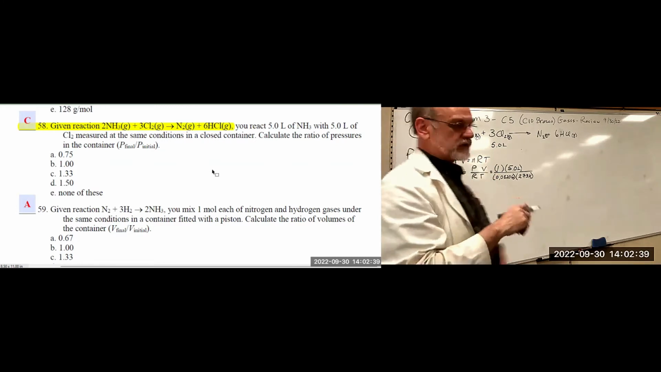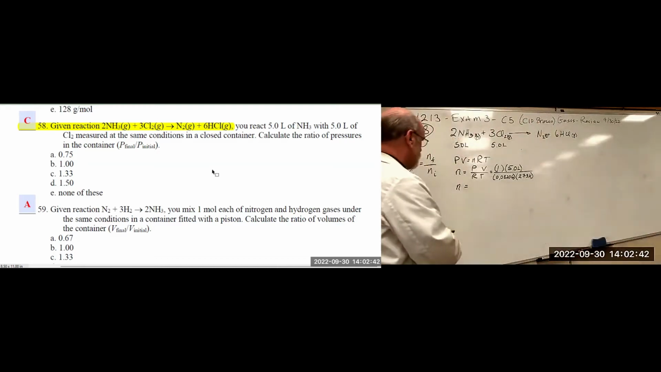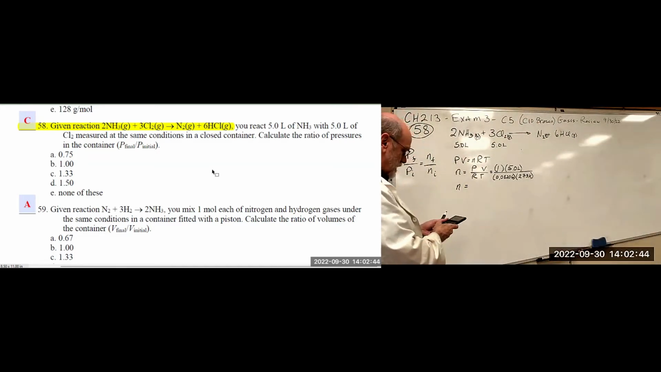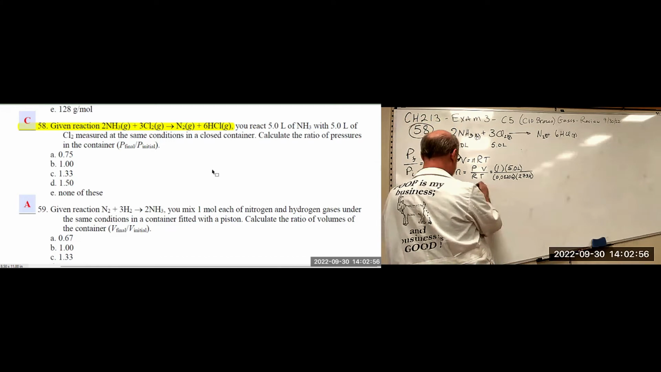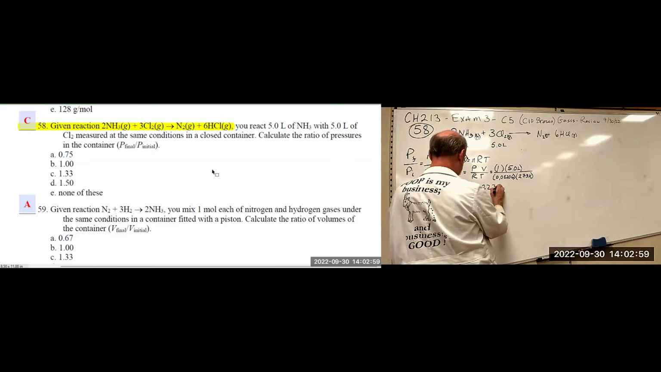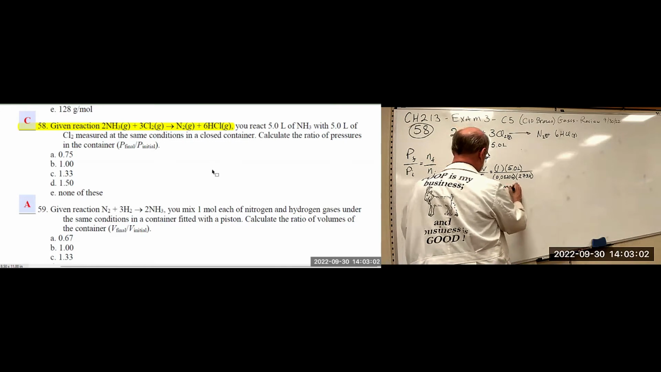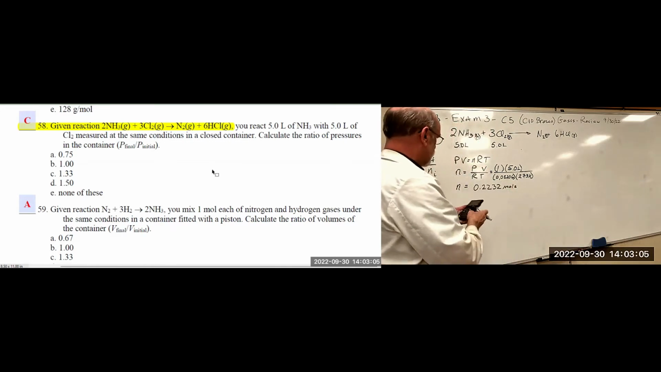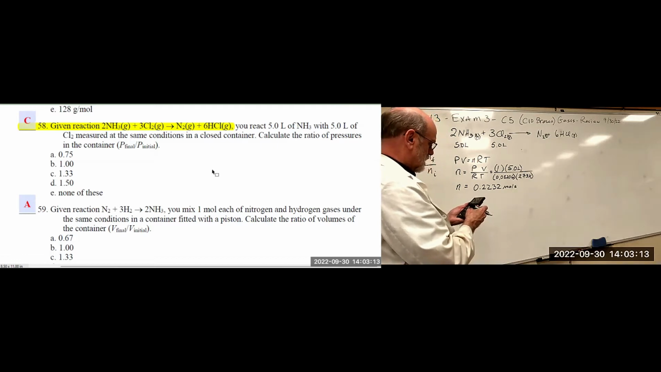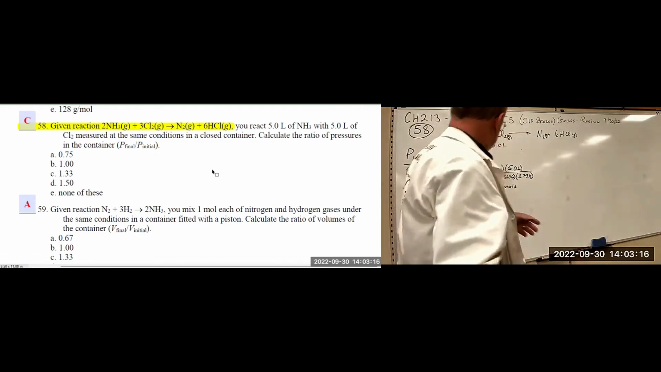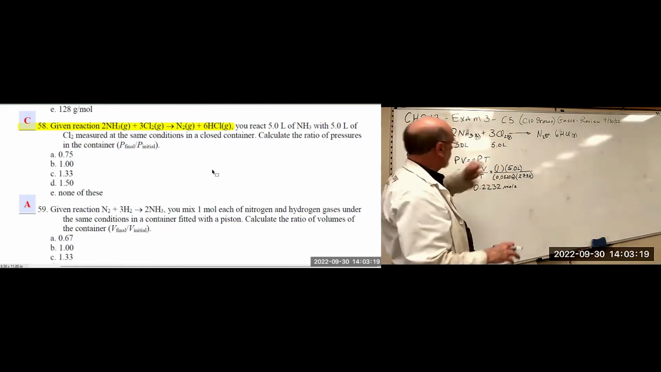So the number of moles of ammonia is the same as the number of moles of chlorine, which is 5 divided by 0.08206 divided by 273 is, let's see, the standard notation, this is 0.2232 moles. Let's see if I did that right. 5 divided by 0.08206, 273. So we've got this many moles of that one and this many moles of that one.